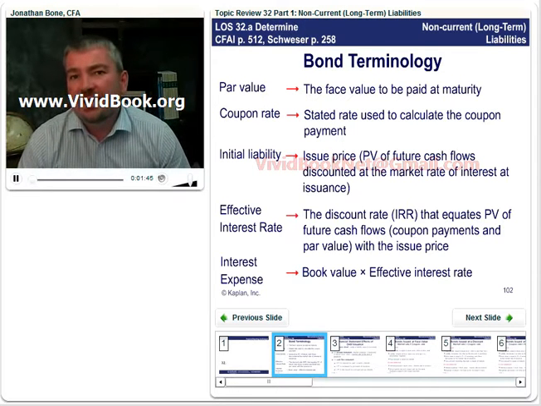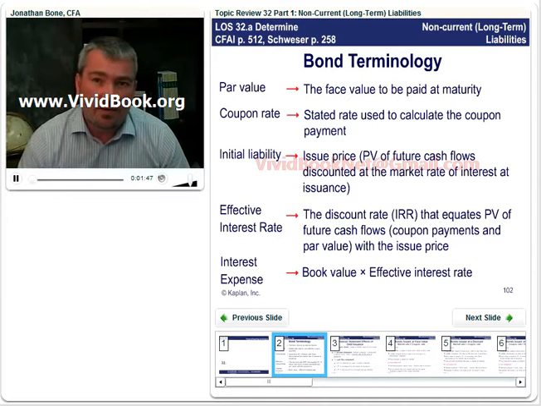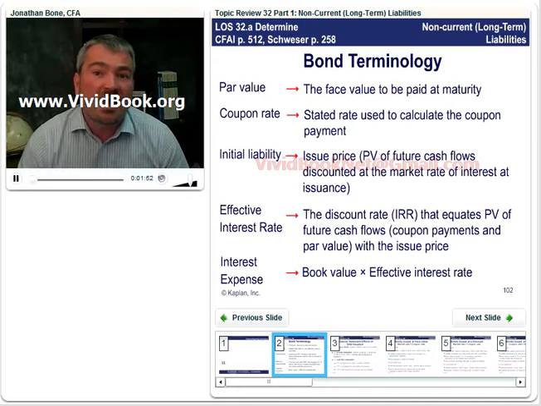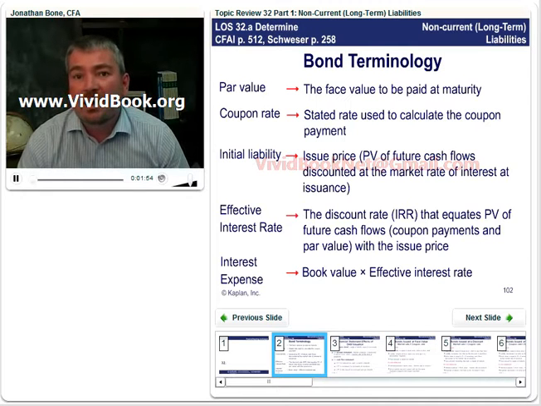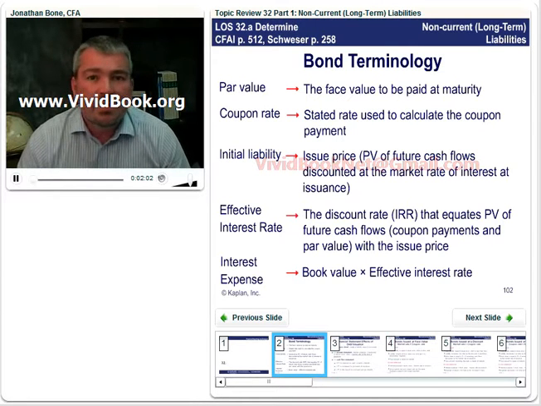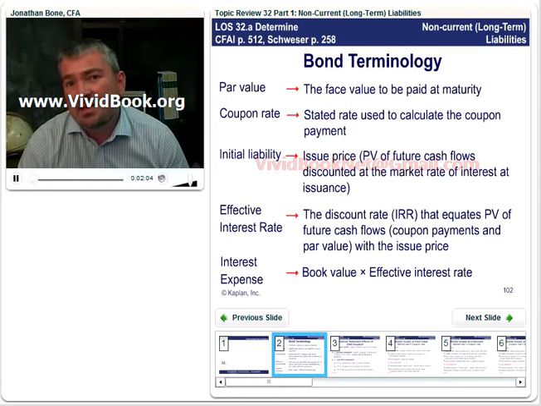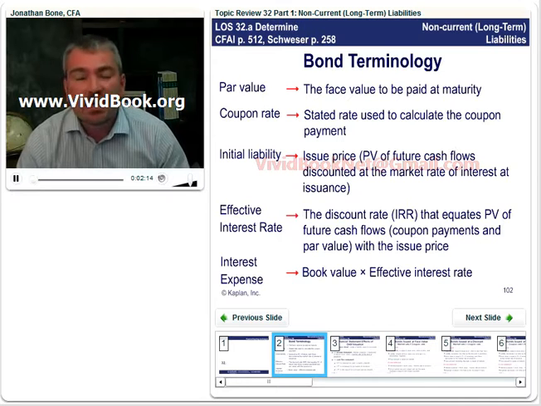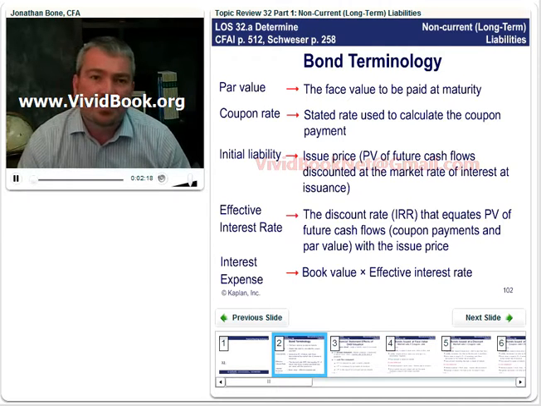Now, our effective interest rate is simply the discount rate, or the internal rate of return, that equates the present value of the future cash flows, i.e. our initial liability, with our issue price. And remember, our issue price will be the initial liability. So in other words, the effective interest rate is simply the yield on the bond when it's first issued. Again, that's true of US GAAP. Under IFRS, because the present value of the cash flows is reduced by any issuance costs, you have a lower liability, and that means you're going to get a slightly higher effective interest rate.